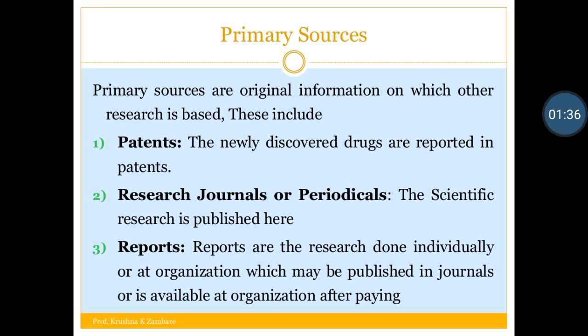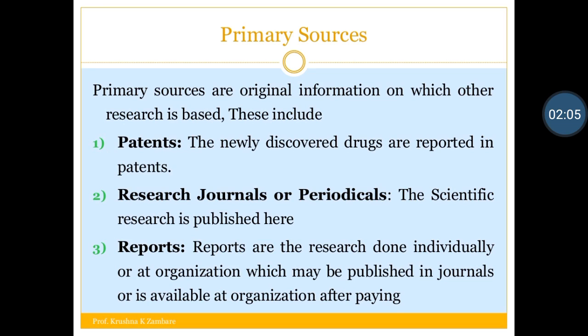Then second, research journals or periodicals. Scientific research is published here, and it is available in the library. There are different types of research journals, like PubMed and Science Direct. They publish different types of research papers, but these are very powerful and very important research journals. That's why they require a particular set of standards.